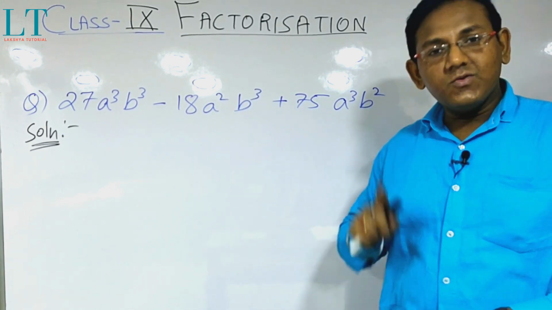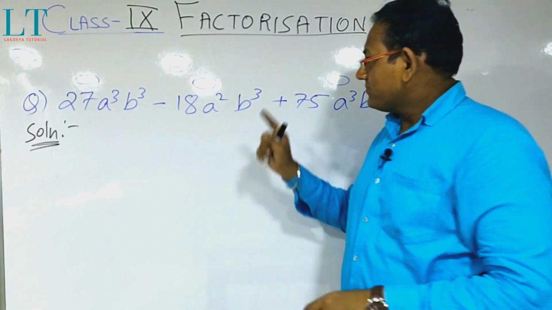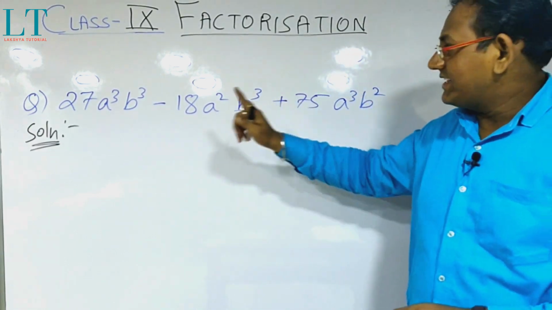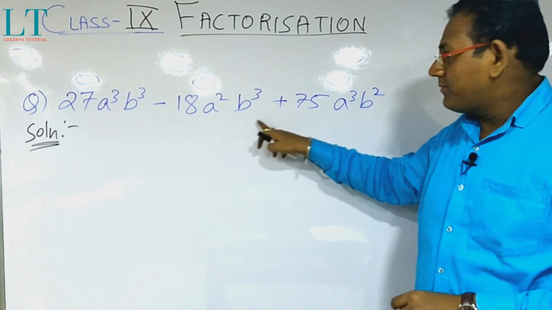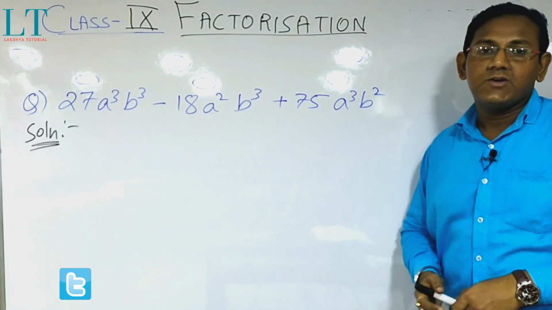Now let us start with this topic. So we are getting an expression over here, that is 27a cube b cube minus 18 a square b cube plus 75 a cube b square.